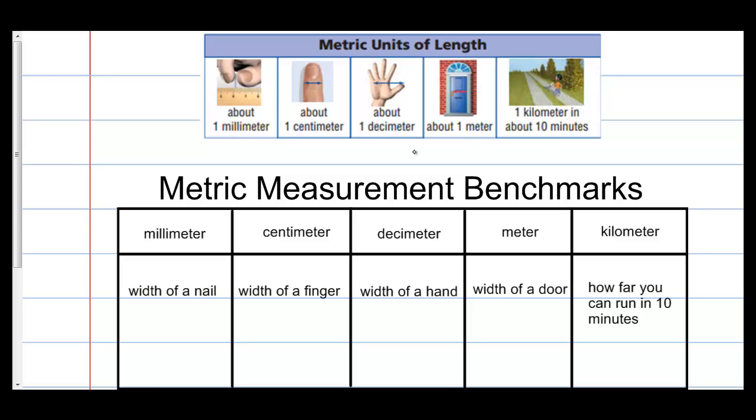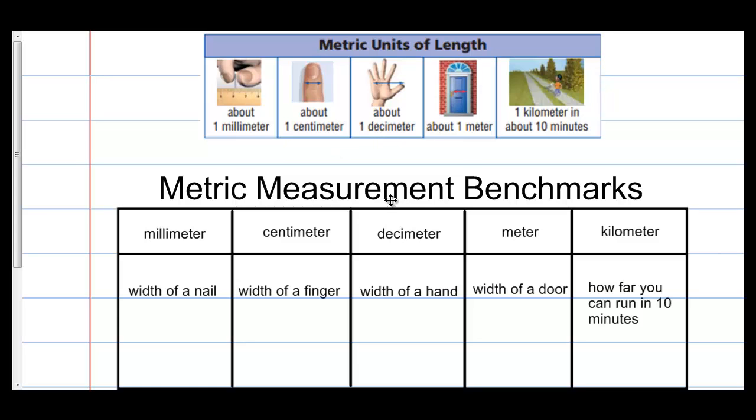Now these are called benchmarks. And what that means is you may not be familiar with what a millimeter is, but you can use something like the width of a nail as a benchmark because you do know what a nail looks like and you know that it's very tiny. Same thing about right here. You may not know exactly how big a centimeter is, but you know how wide your finger is. So your finger becomes a benchmark for these objects or these units of measurement.